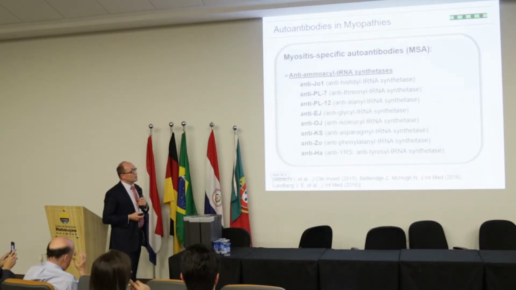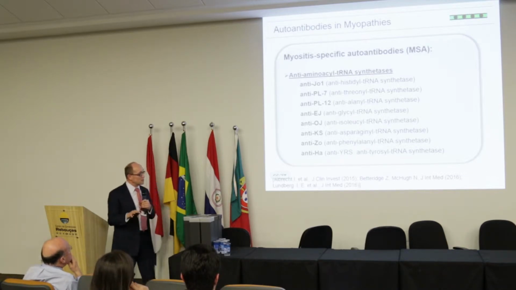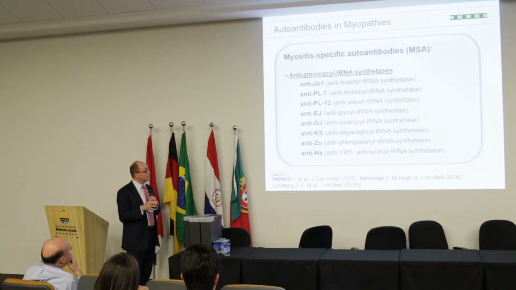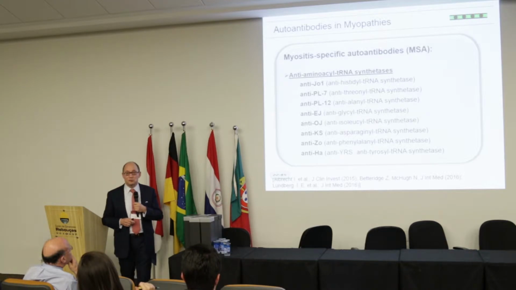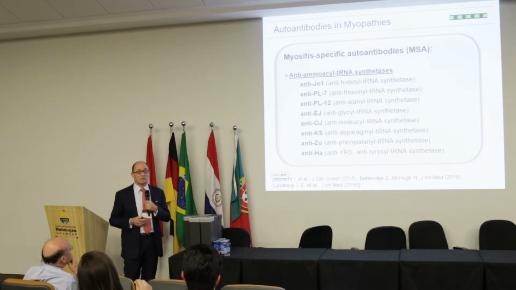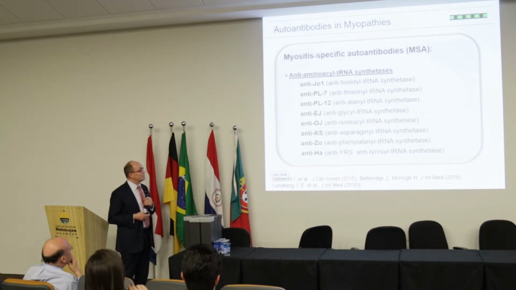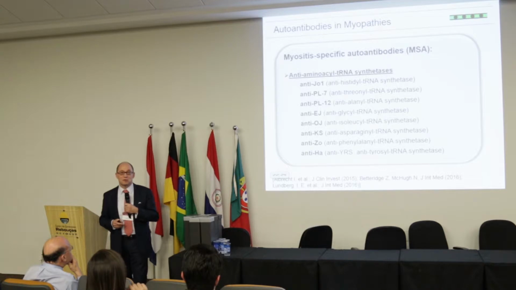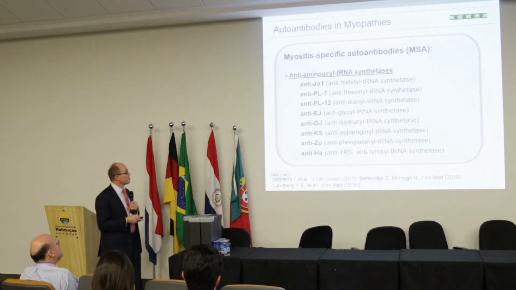The autoantibodies found in myopathies can be grouped into two different subsets. On the one hand, we have the myositis-specific autoantibodies. These autoantibodies are mainly seen in myopathies, not in other systemic diseases. And then we have the myositis-associated antibodies. These are antibodies also seen in myopathies, but also in different other systemic rheumatic diseases.